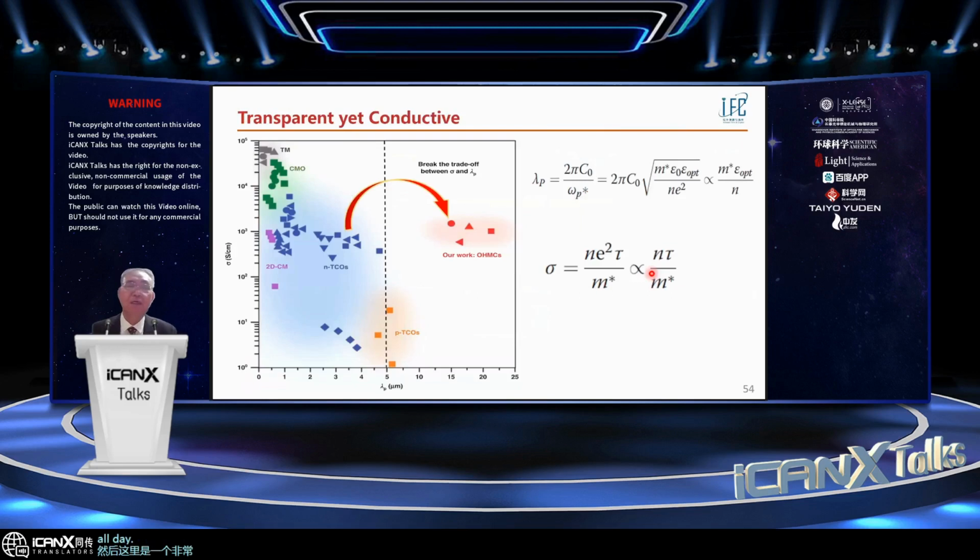All these are successful. So finally, we use this to get our work here: transparent yet conductive. Here's the conductivity. Here is lambda. Your lambda is increasing way over 10, around 15, 16, even to 20 micron. And then you still get high conductivity.